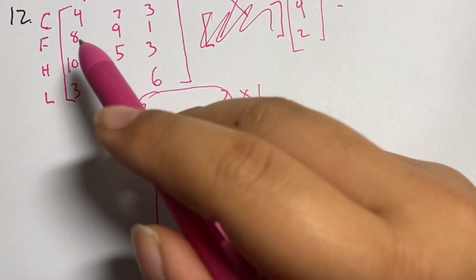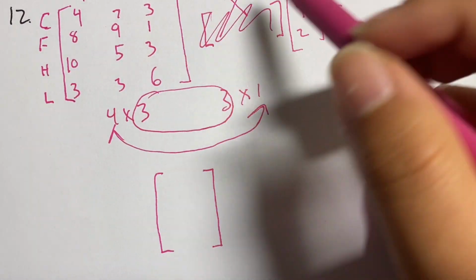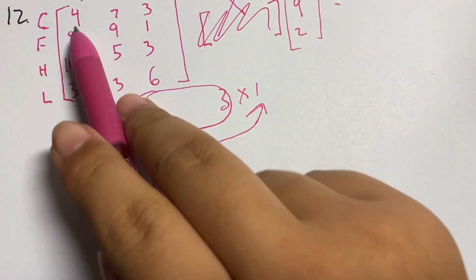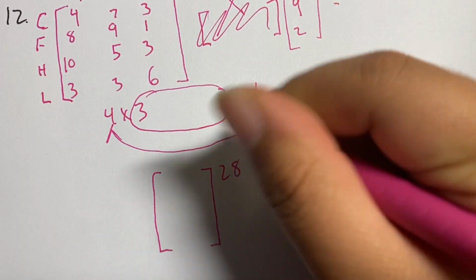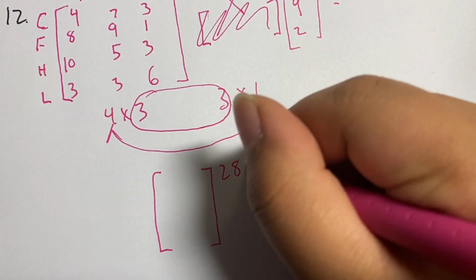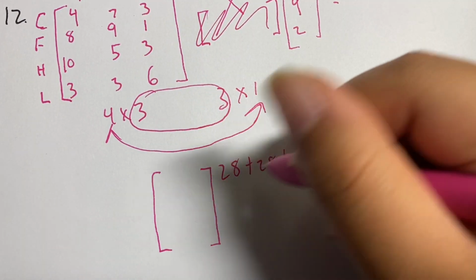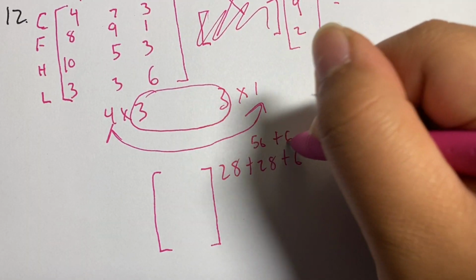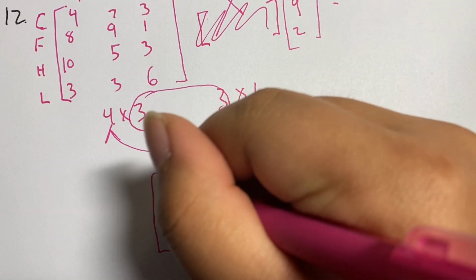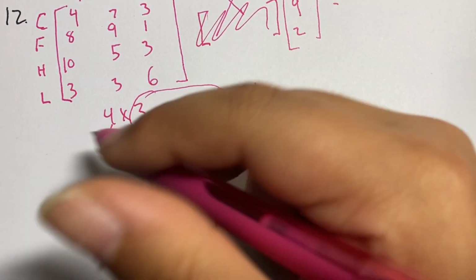So now let's do the first row times the first column, which is 4 times 7, which is 28. 7 times 4, which is again 28. And then 3 times 2, which is 6. 28 plus 28 is 56. 56 plus 6 is 62. Okay, so that's how many points Central won.